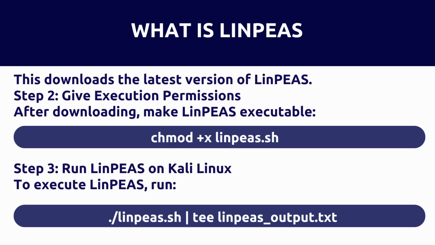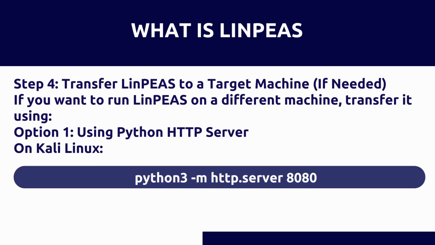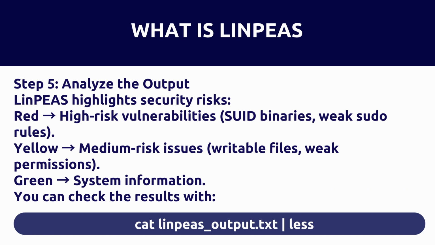Then run LinPEAS on Kali Linux. To execute LinPEAS, you run this line of command. Step 4: transfer LinPEAS to a target machine if needed. If you want to run LinPEAS on a different machine, transfer it using option 1, the Python HTTP server on Kali Linux. Then step 5, analyze the output.